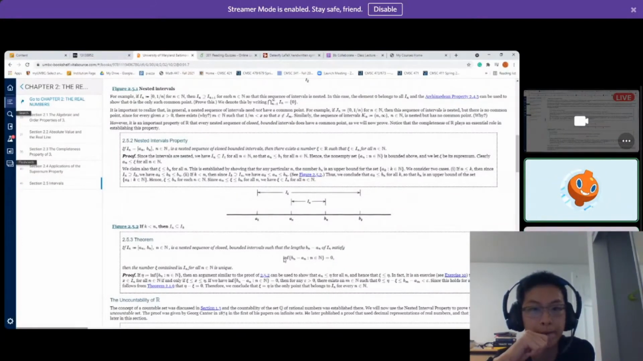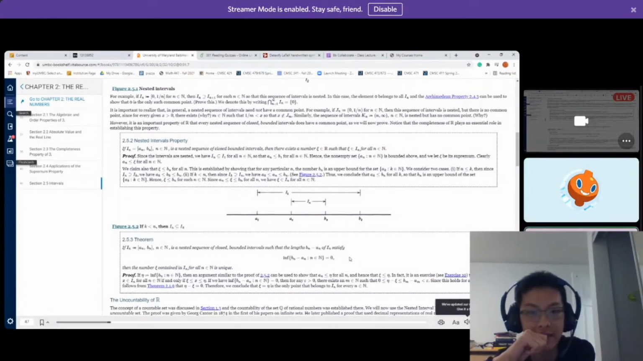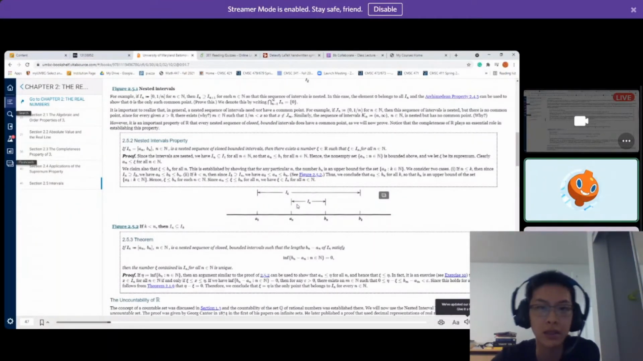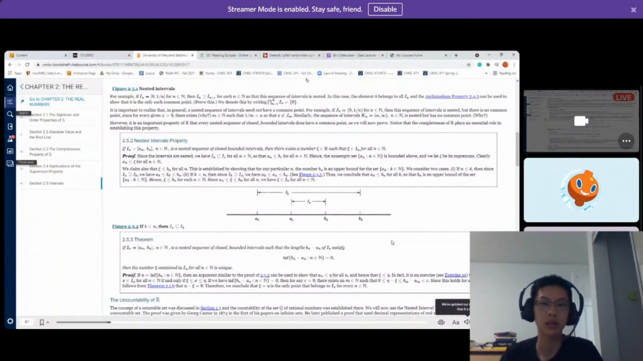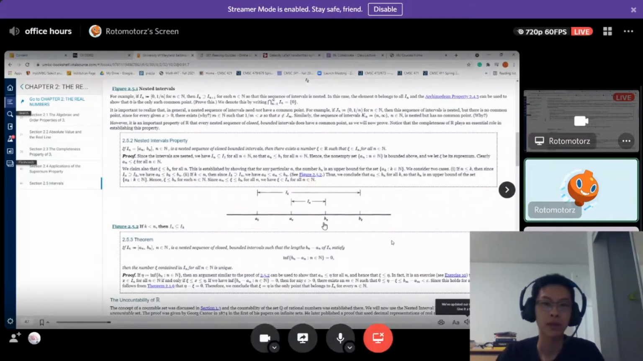To be honest, I don't understand this definition very well. What does it mean when the infimum of B_n minus A_n is zero? Since they're nested, essentially it means the limit is zero, because the limit is the infimum. So B_n minus A_n is decreasing, right, because the intervals are nested. So it goes to zero.